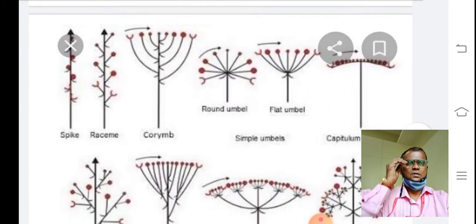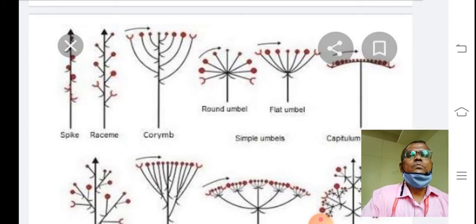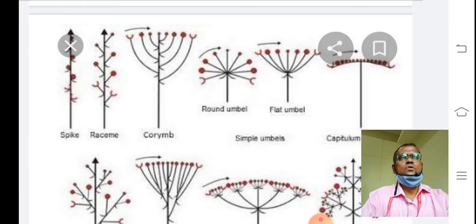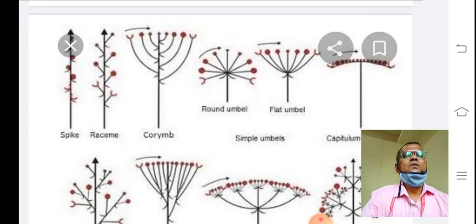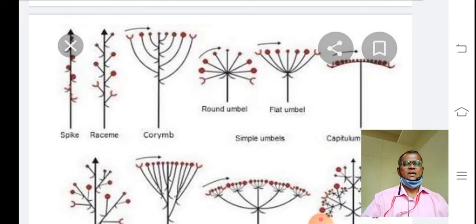Then you see these are the diagrammatic. So you see spike, flowers are sessile. In raceme, flowers are pedicellate and older flowers are at the base, younger are at the apex. The corymb example is Cassia articulata, or tarwad they say. But you see the first flower, basal, it has a long pedicel. Pedicel means what? Stalk of the flower. It is called as the pedicel. And the other flowers are alternate, but all flowers are at one level. So it is a corymb type.